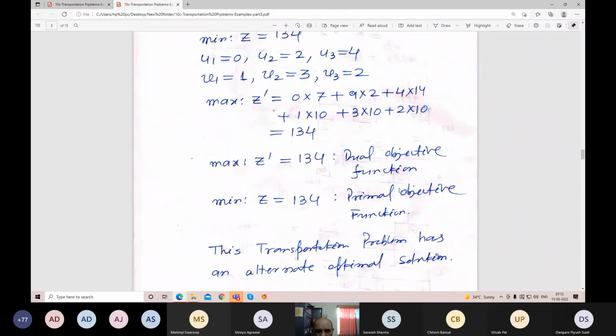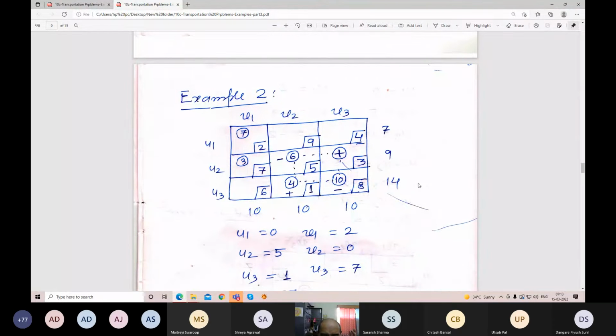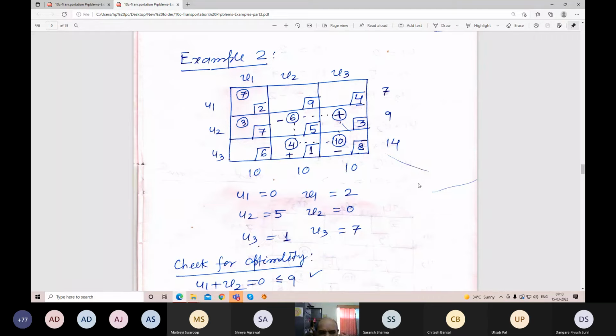Now another problem you can see here. Whenever you are checking, suppose we have got a solution, we check whether this is an optimal solution or not. See 7, 9, 14, 10, 10, 10. So it is a balanced transportation problem. We are checking. So how to check?